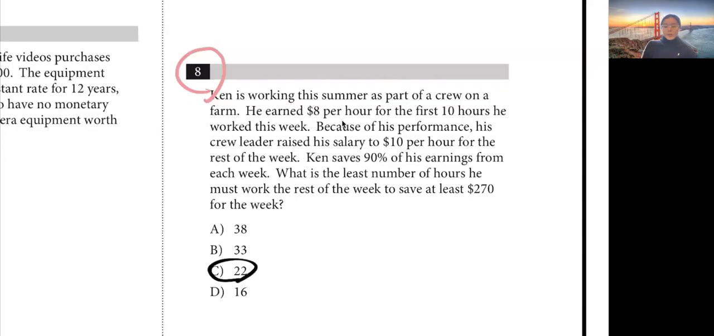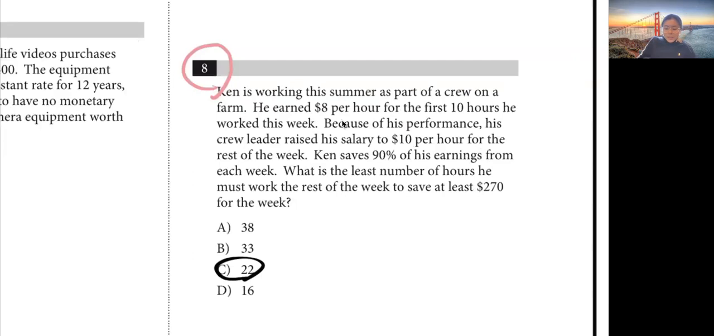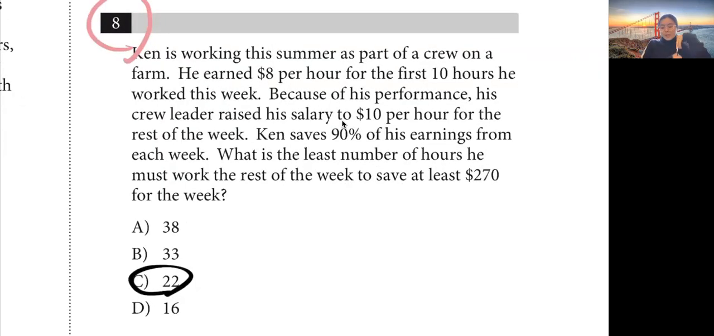In this video, I'll be going over practice test number 7, no calculator section question 8. So let's get started. Ken is working this summer as part of a crew on a farm. He earned $8 per hour for the first 10 hours he worked this week. Because of his performance, his crew leader raised his salary to $10 per hour for the rest of the week.